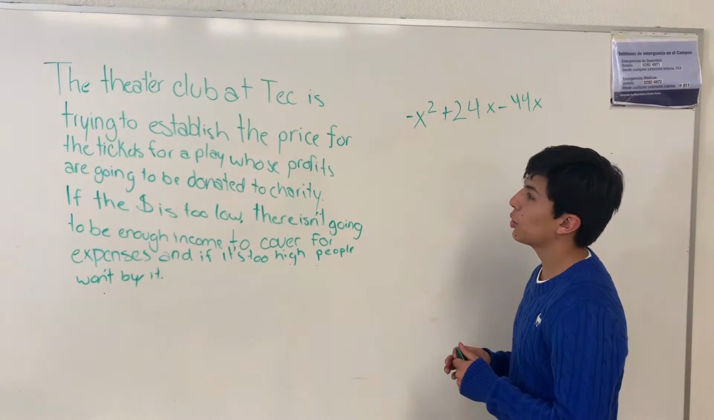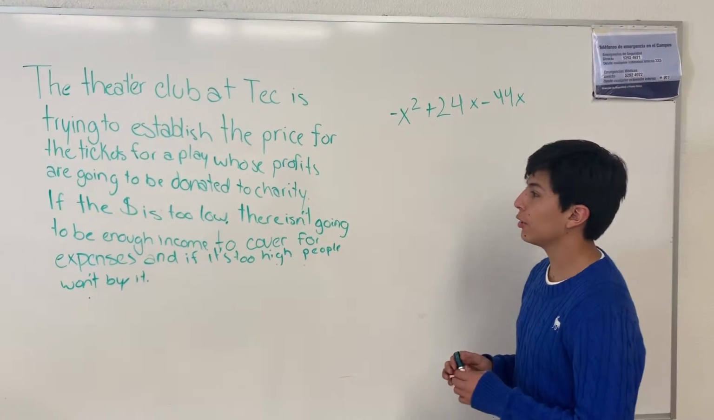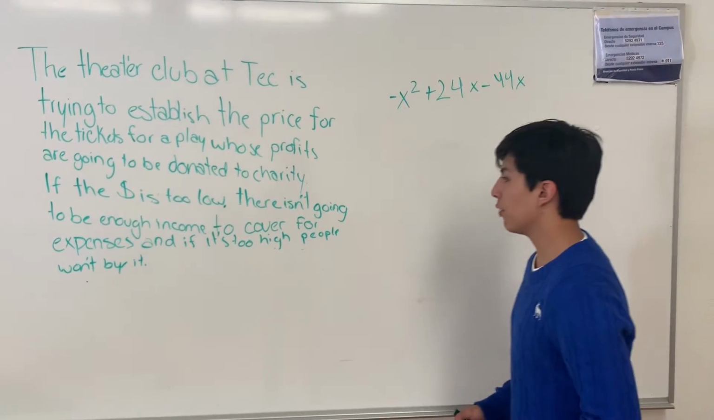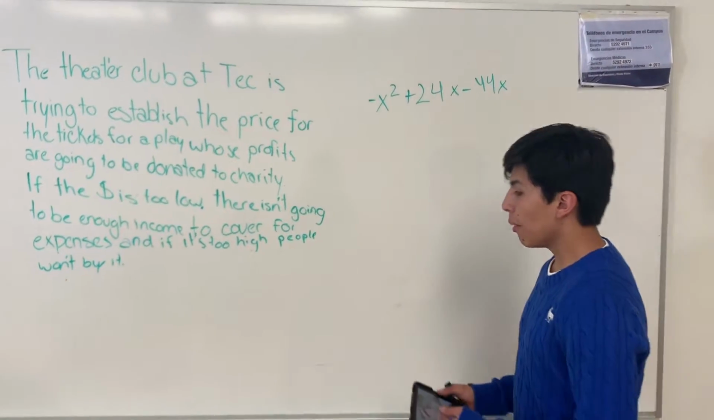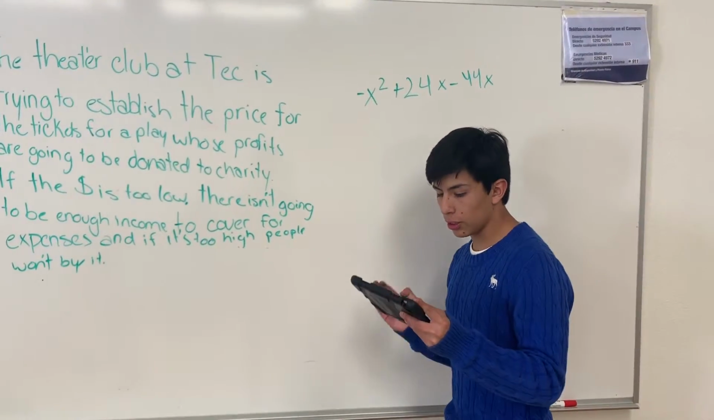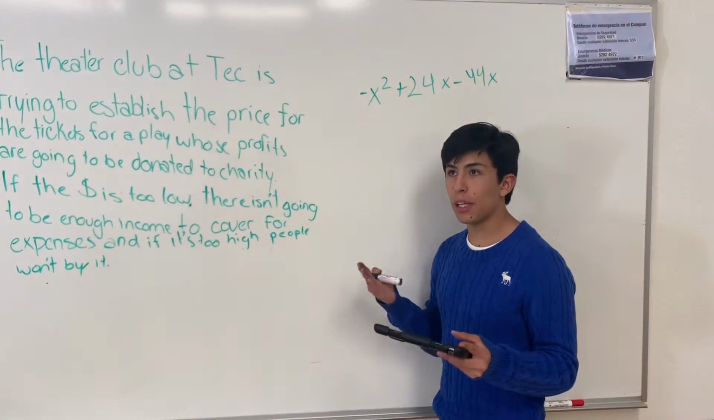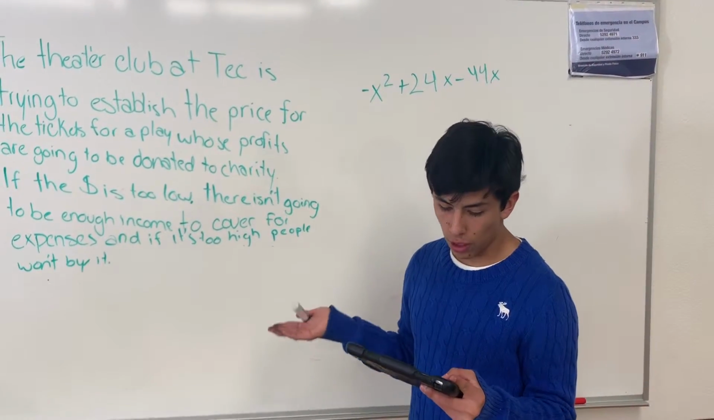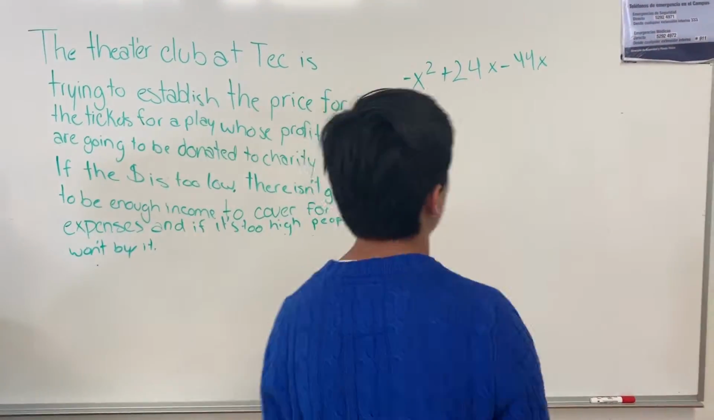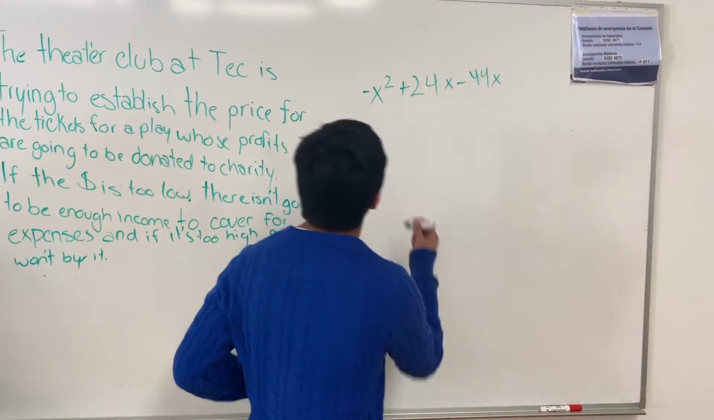The theater club in Tec Monterrey is trying to establish the price for tickets to a theater play whose profits are going to be donated to an orphan's house. If the price is too low, there isn't going to be enough income to cover expenses, and if it's too high, people won't buy it. The club determined that the profit equation in hundreds of dollars can be represented with the equation u equals negative n squared plus 24n minus 44.